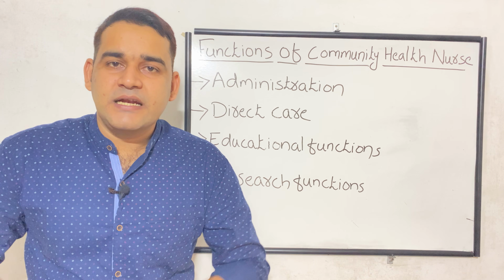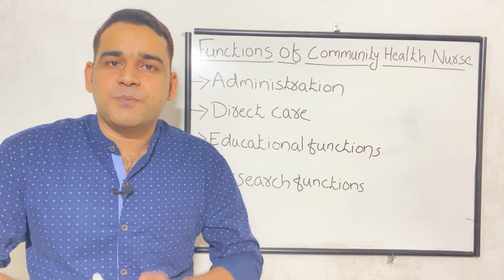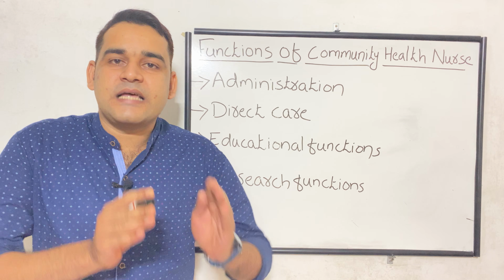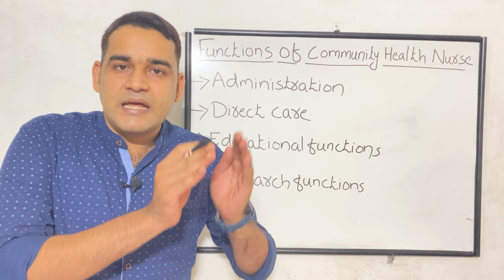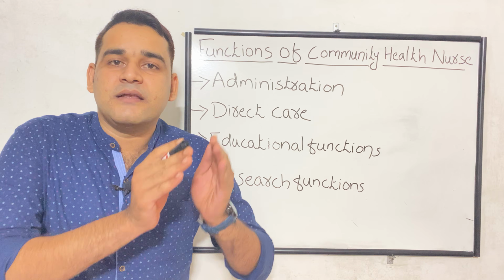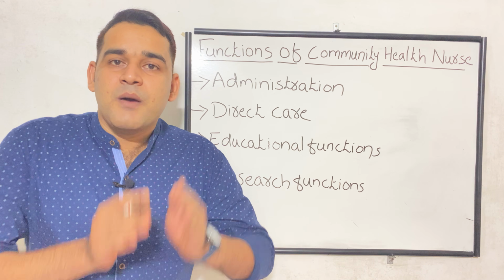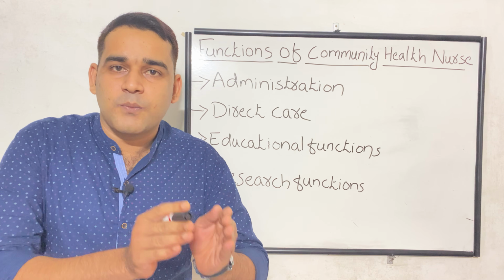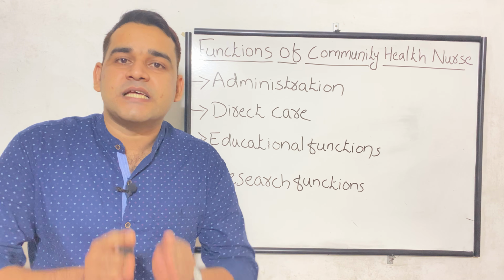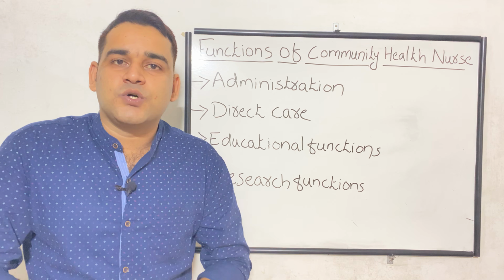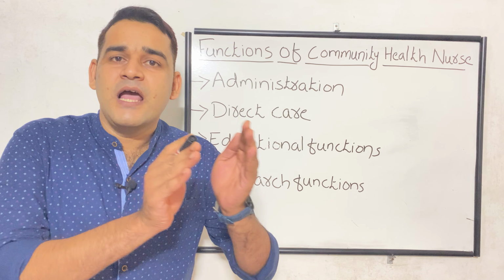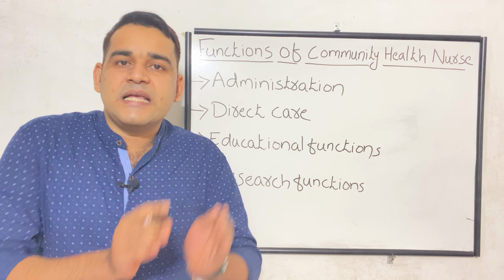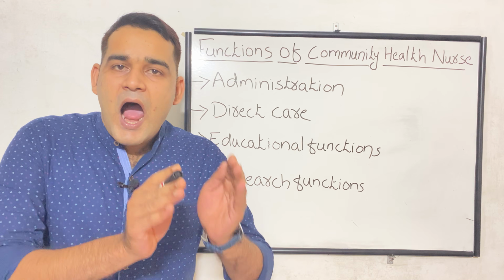In the administration function, the community health nurse should perform as an administrator or as a manager. It is a function related to the manager. Here, the community health nurse should participate in planning the different programs like the tuberculosis control program, diabetes control program, cancer control program, as well as plan for the different health services provided in the community. So planning is an important function coming under administration.